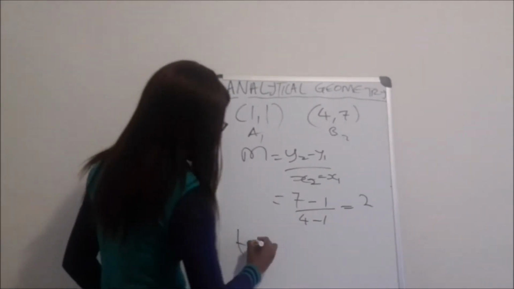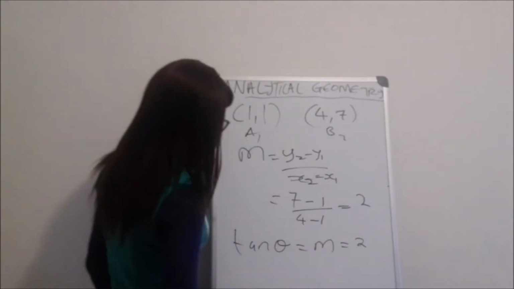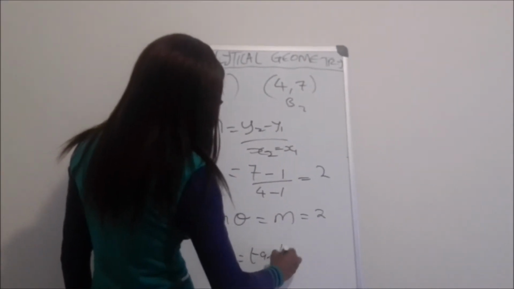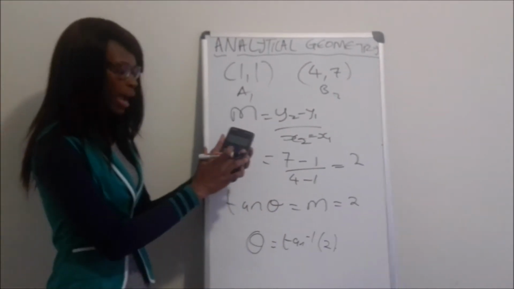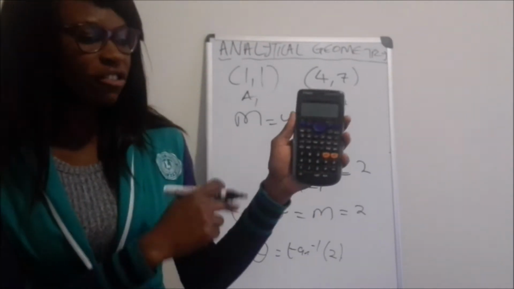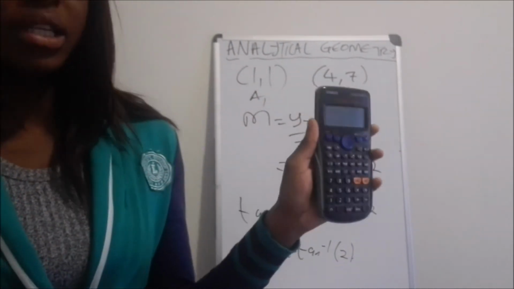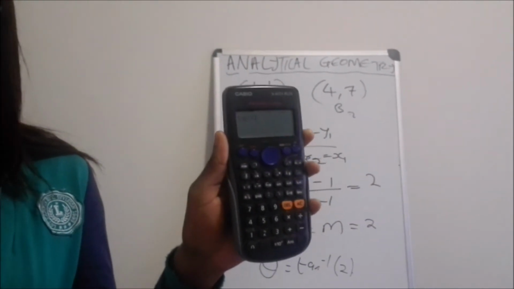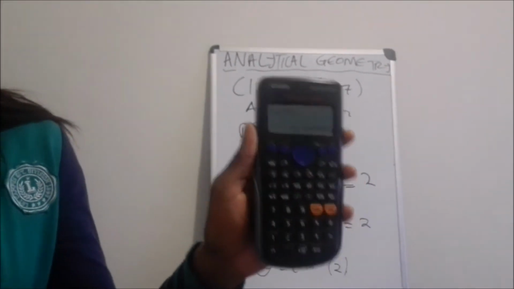Then from here, tan of the angle equals m, where m equals 2. So to find the angle of inclination, theta equals tan inverse of 2. On a calculator like mine, you press shift and then tan. You see that it looks like tan with an exponent of -1 and a bracket. Then you put 2 there, and that equals 63.42.